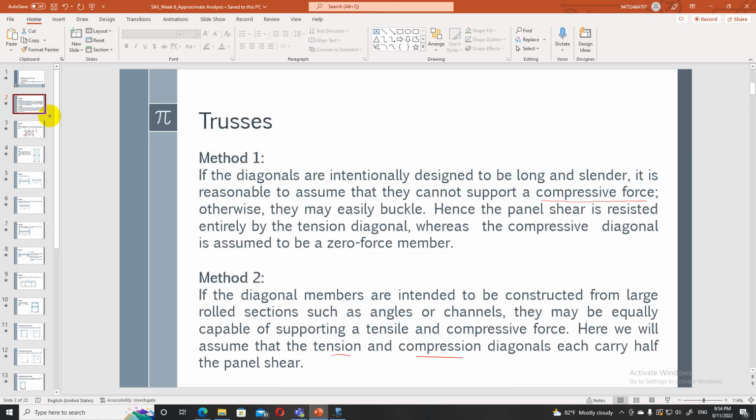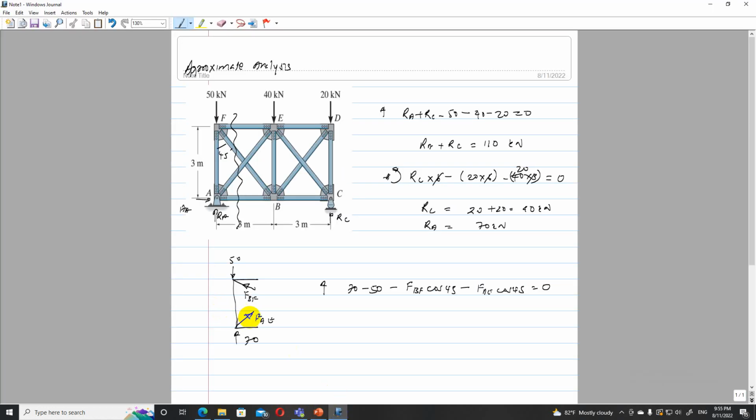if you take a section, we assume the tension and compression diagonals each carry half the panel shear. So each of them carries half of it. So basically, if there is a shear force S, BF is going to carry S by 2 and AE is going to carry S by 2. Both should be equal. So 70 minus 50, S over 2 into, so the shear force is S, and 1 over root 2 minus AE, that is S over 2 into 1 over root 2 is 0.